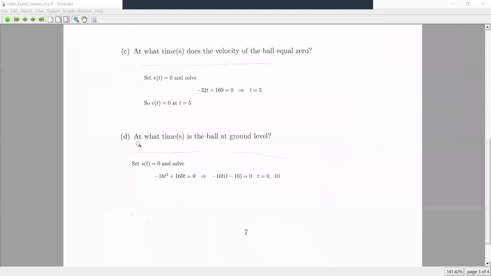Part D. At what time is the ball at ground level? To answer the question, set the position function to 0 and solve this equation. Then we get time is 0 and 10. At these two times, the ball is at the ground level.